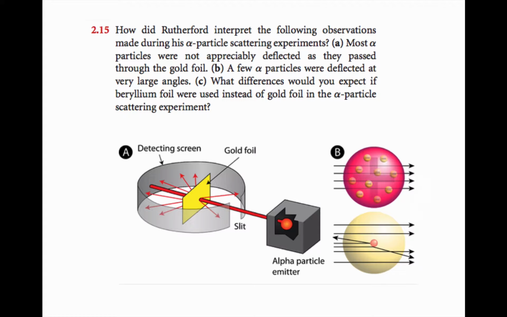Well, that's because when you did find the nucleus, where all the mass of the atom was, this thing is huge compared to the alpha particles. What differences would you expect if you were dealing with beryllium foil as opposed to gold foil?